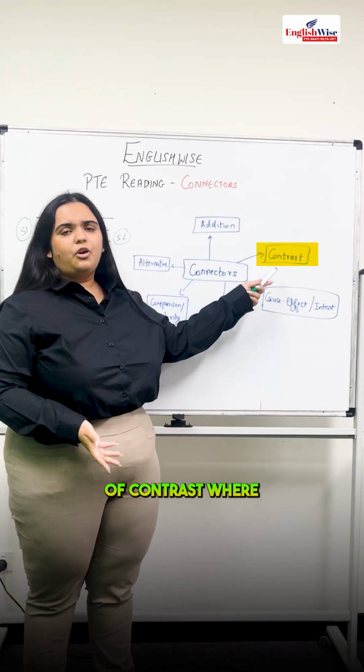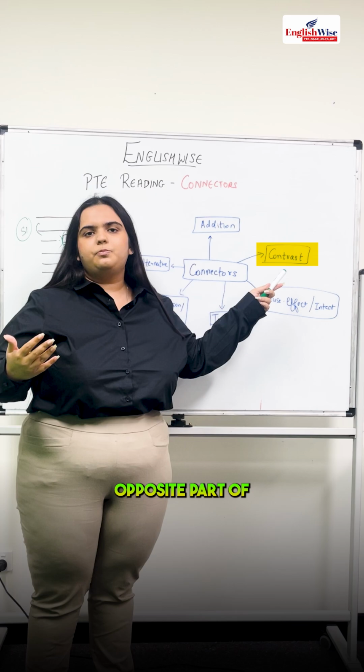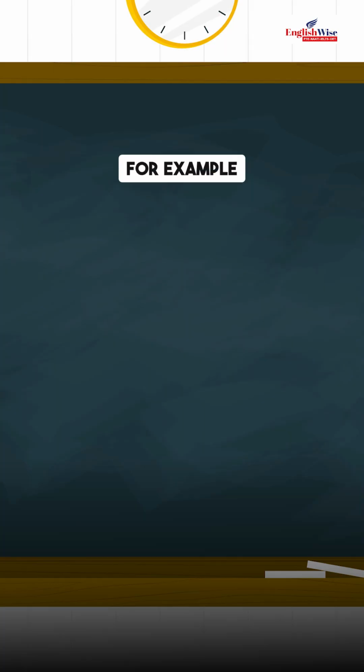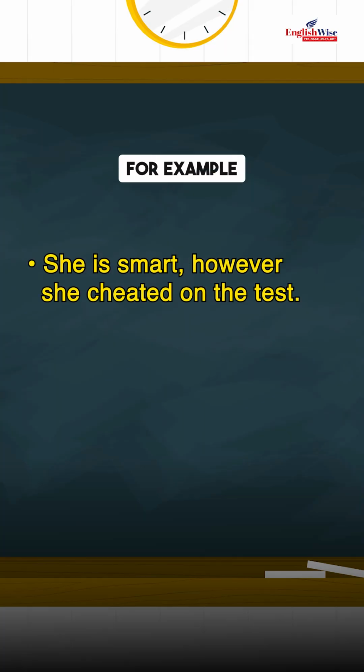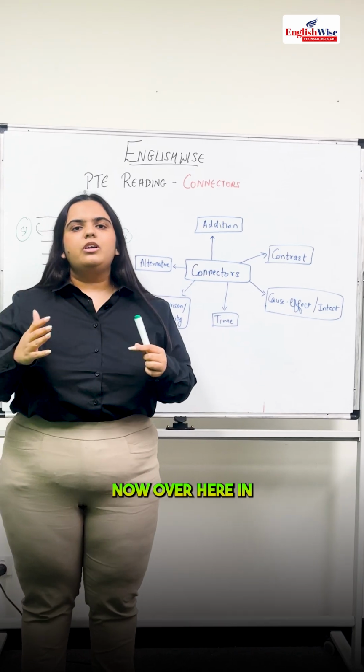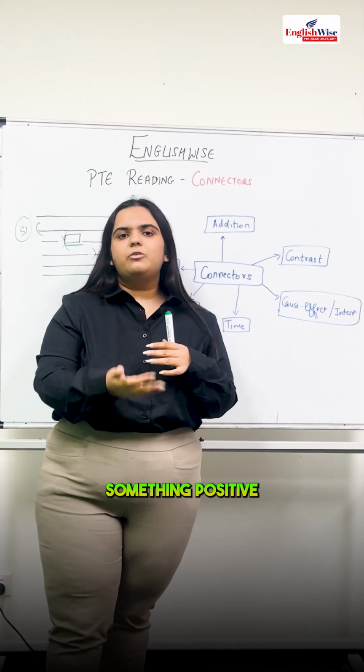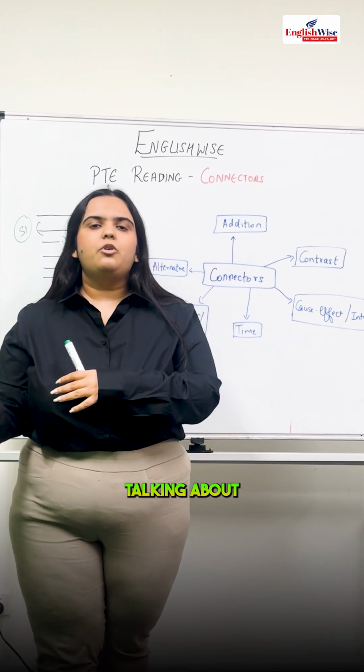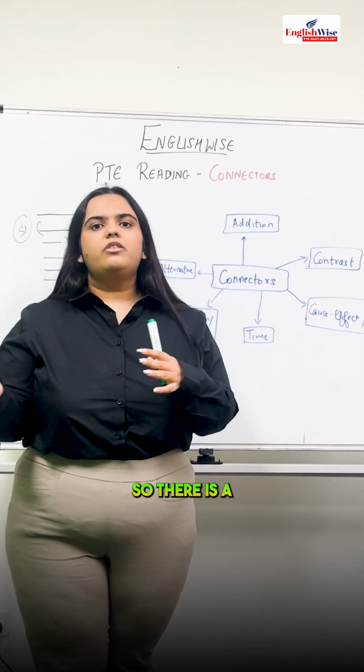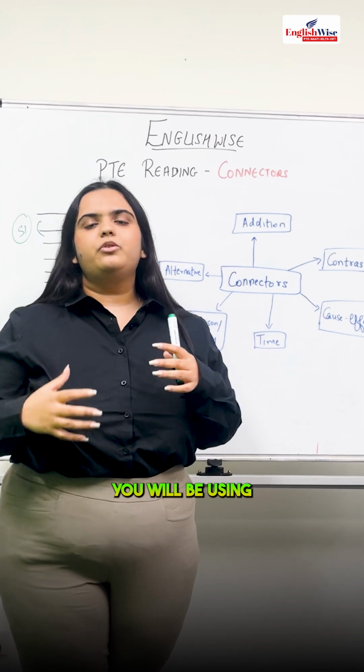You have connectors of contrast where you talk about the opposite part of the story. So example, she is smart, however, she cheated on the test. Now over here in the first sentence I am talking about something positive and in the second sentence I am talking about something negative. So there is a relation of contrast here, so you will be using such kind of a connector.